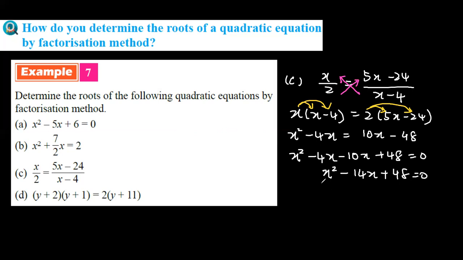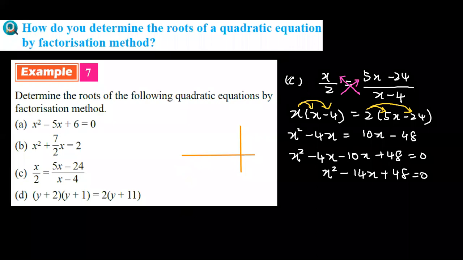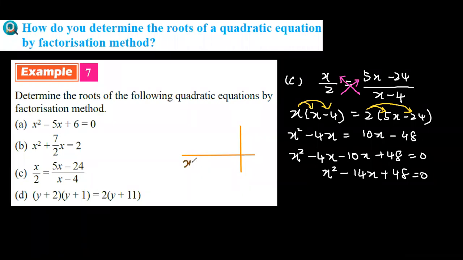Okay, we have the general form now, ax squared plus bx plus c equal to 0. So what's next? Next, we will be doing the inspection method. Write the first term here, x squared, and the last term, positive 48, middle term negative 14x. Multiplication, x times x, x squared. 48 has many factors, so many combinations can lead to 48.